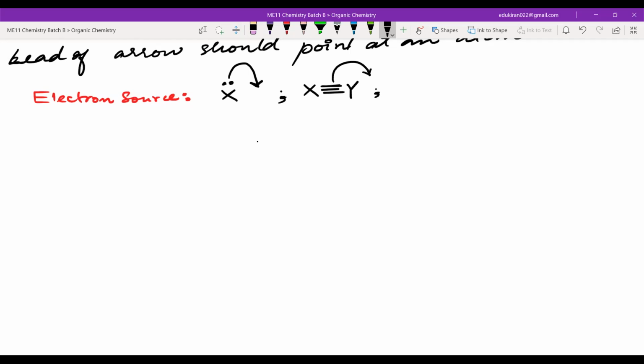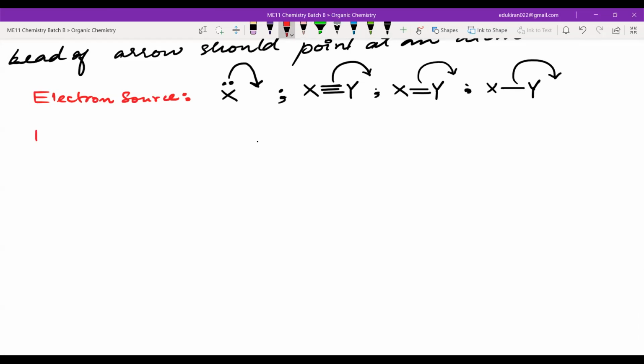How will you be showing it? See, this particular tail is pointing towards the electron. It is not pointing towards the atom. It is pointing towards a bond or a lone pair. So it is pointing towards electrons. An electron source should always be some electrons, either present in a lone pair or a multiple bond. You can also have X double bond Y. You can also have X single bond Y, and all of these would be giving electrons. So the tail should be at a bond.